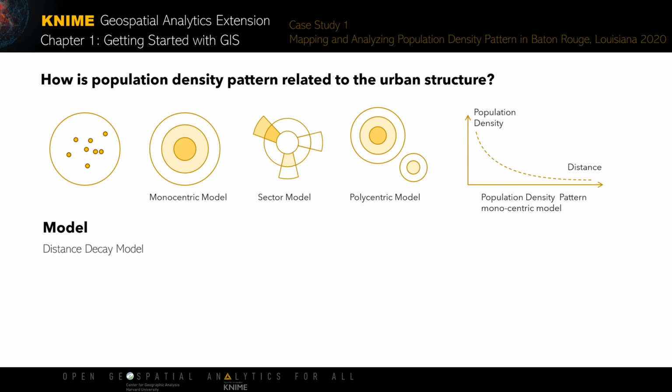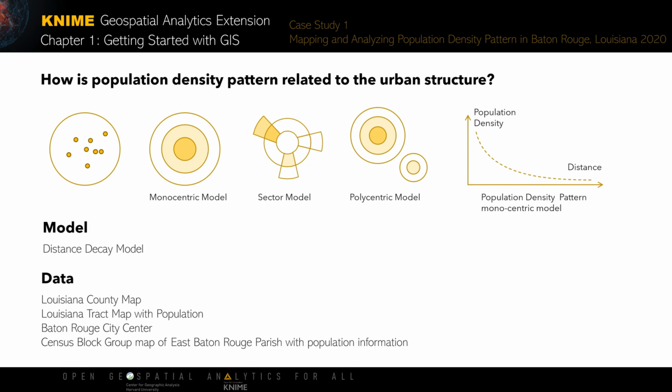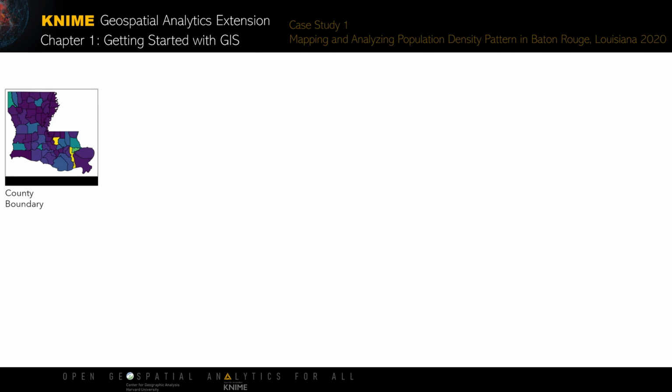We will use the following four data sets to investigate the pattern in Baton Rouge. First of all, we read the Louisiana county map and use the attribute query to extract the county of East Baton Rouge Parish, with the condition of name equal East Baton Rouge Parish.